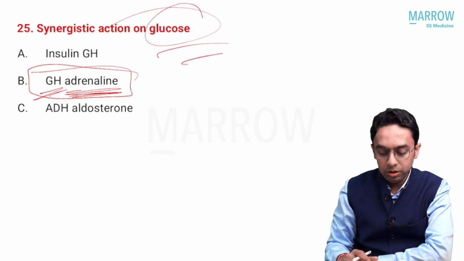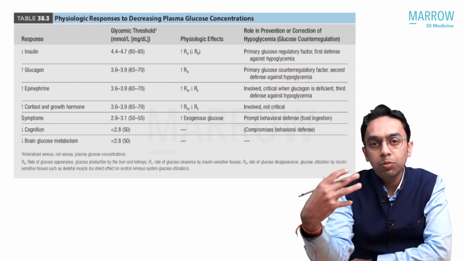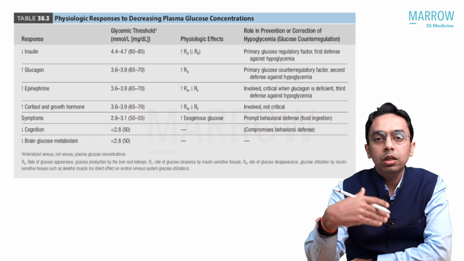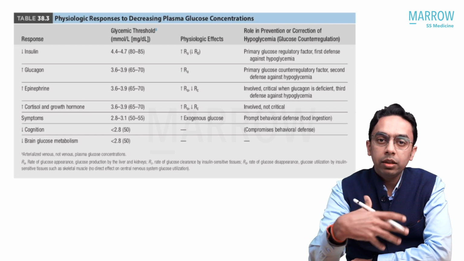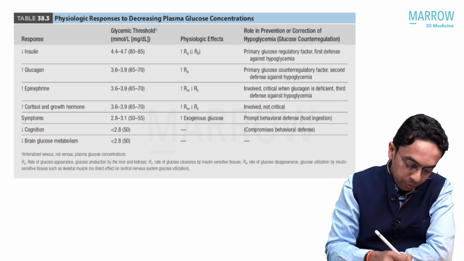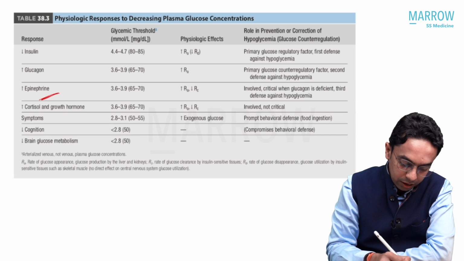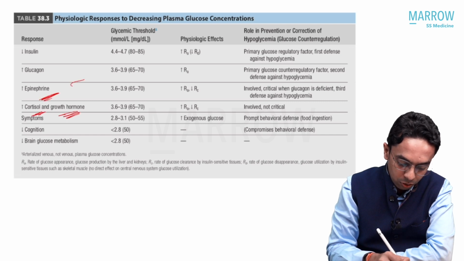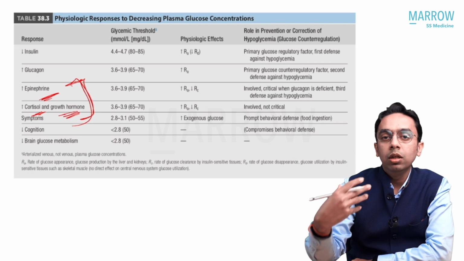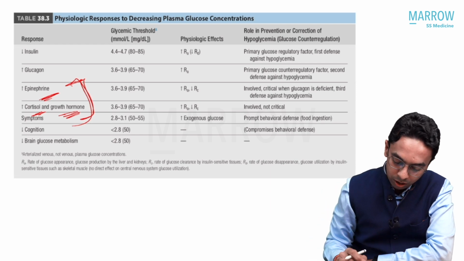You can remember it in such a way that when patients have hypoglycemia, these are the basic physiological changes that occur in the body. So the patient will have increased epinephrine, increased cortisol, increased growth hormone. These will have the same synergistic action on glucose.